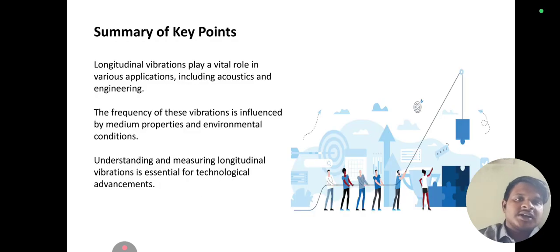At last I want to say that the study of longitudinal vibrations is essential for everyone, because it is very important to know where the vibrations react and how they behave. It helps in communication in animals, in detecting earthquakes, and in understanding waves in nature.